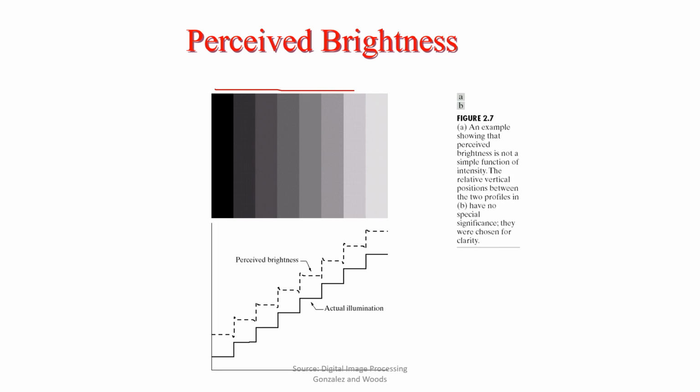But if you notice, whenever there is a transition from dark to bright and bright to dark, here at this particular position, at each and every transition, actually the difference is constant, but since our visual system compares this with this, we feel that at the edges the difference is more. Okay, so this is the perceived brightness.